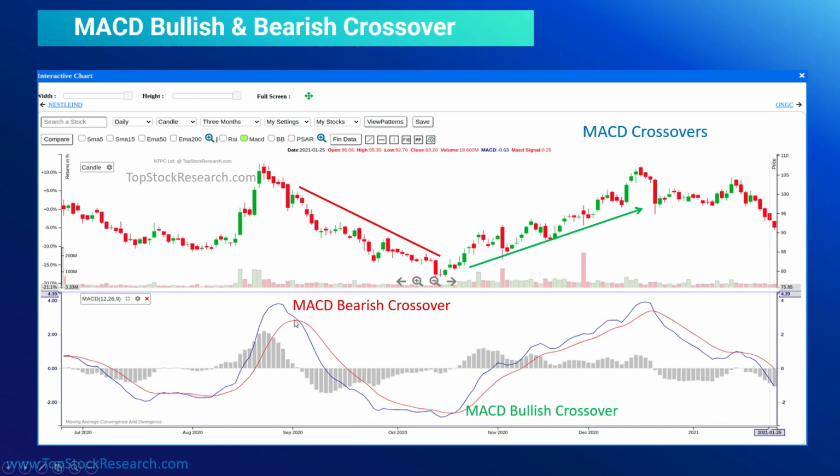So the blue line crossed below the red line. That's where the sell signal is generated, and there's a decent rally out here, and there's some money to be made, right?